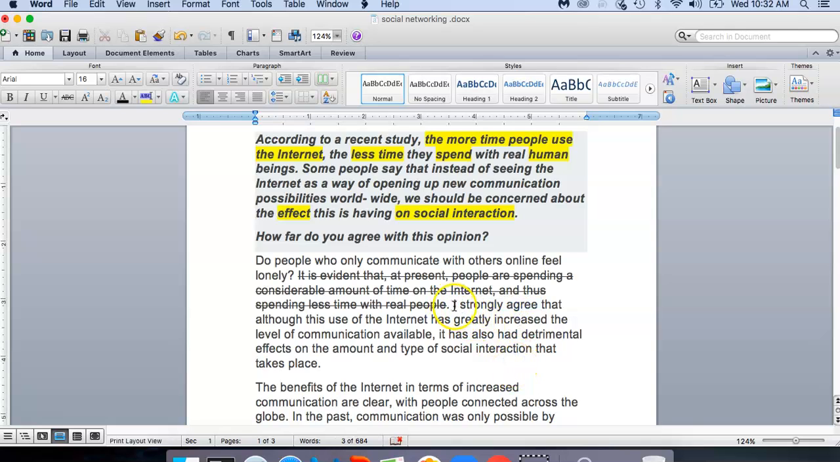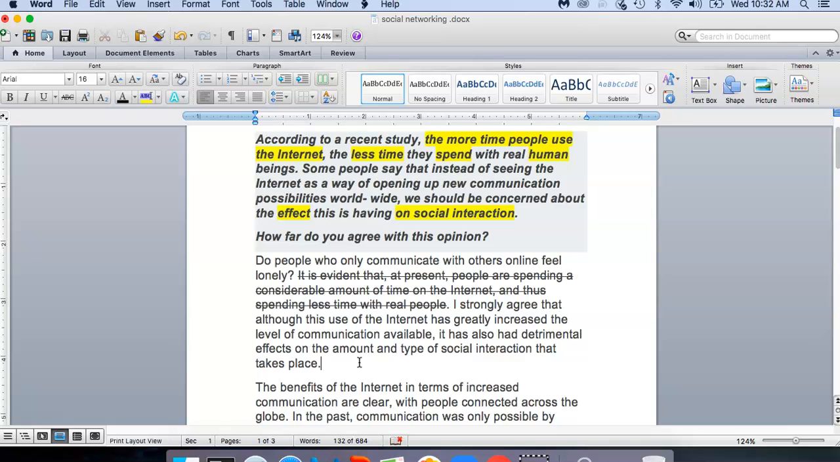I strongly agree that although this use of the internet has greatly increased the level of communication available, it has also had detrimental or negative effects on the amount and type of social interaction that takes place.